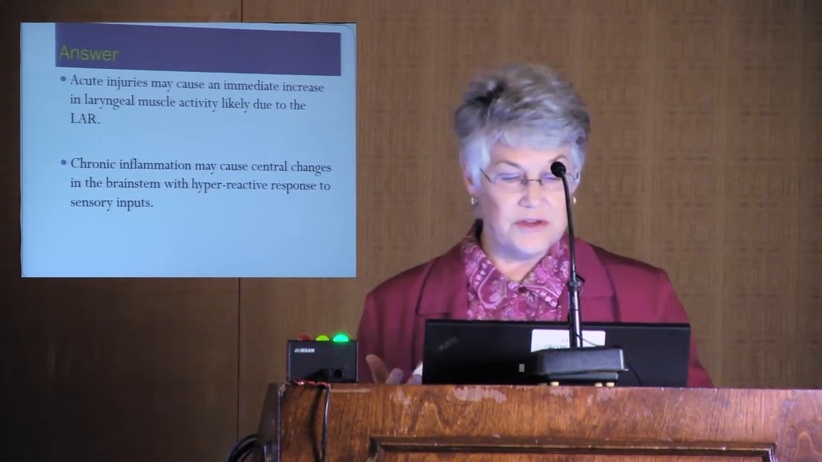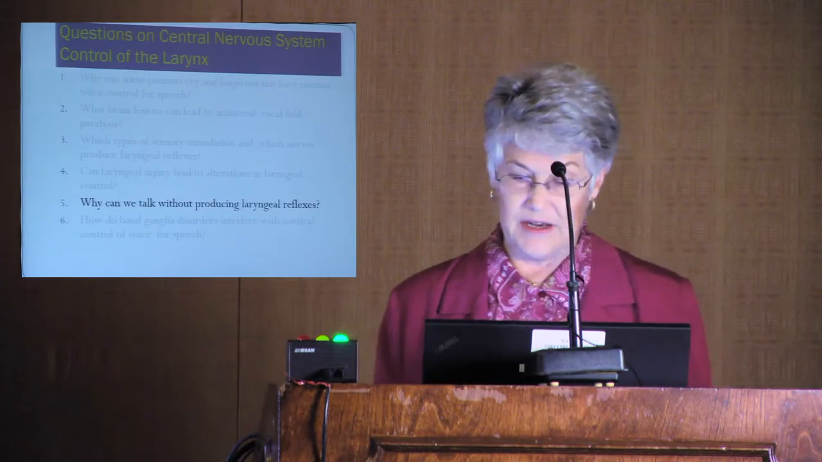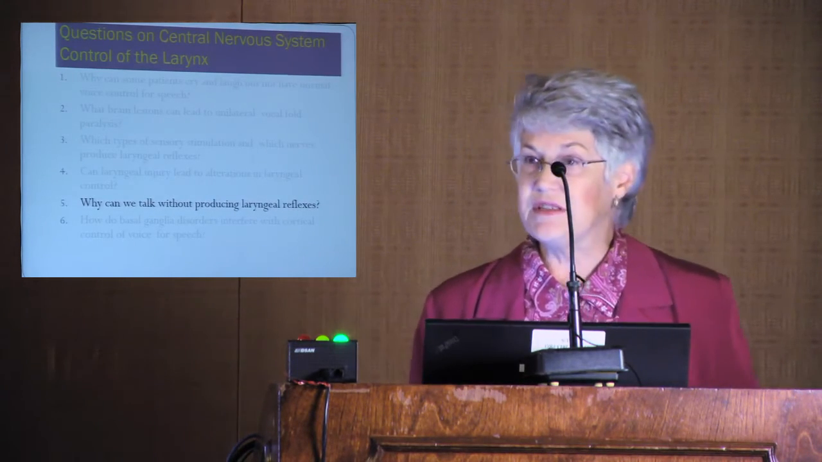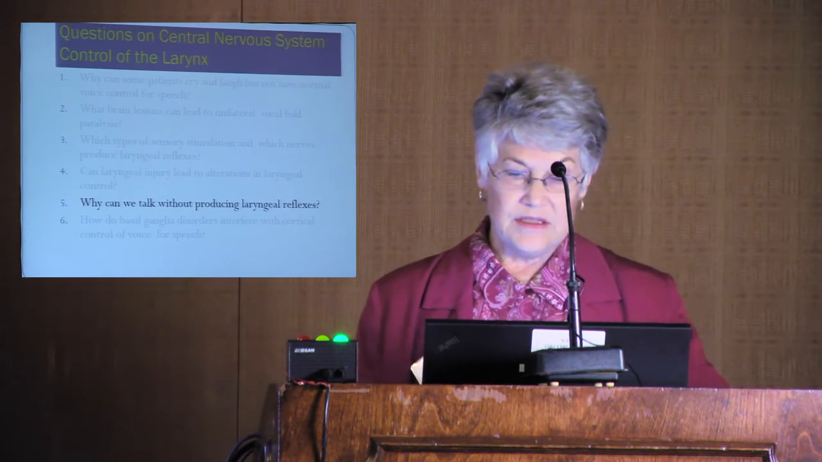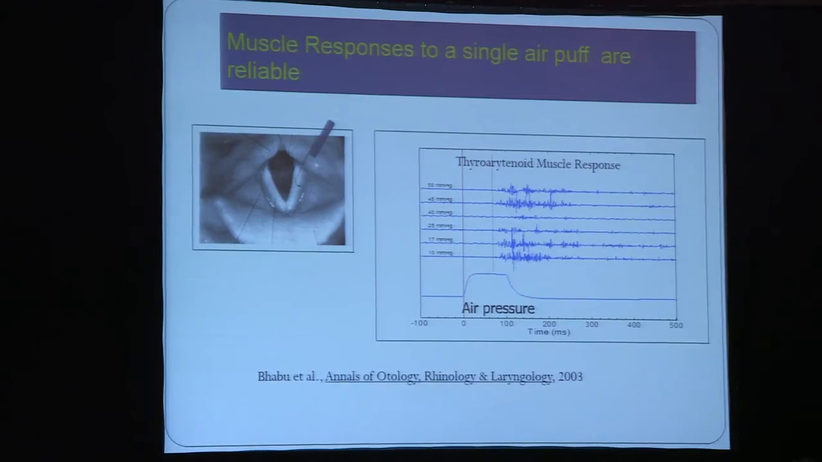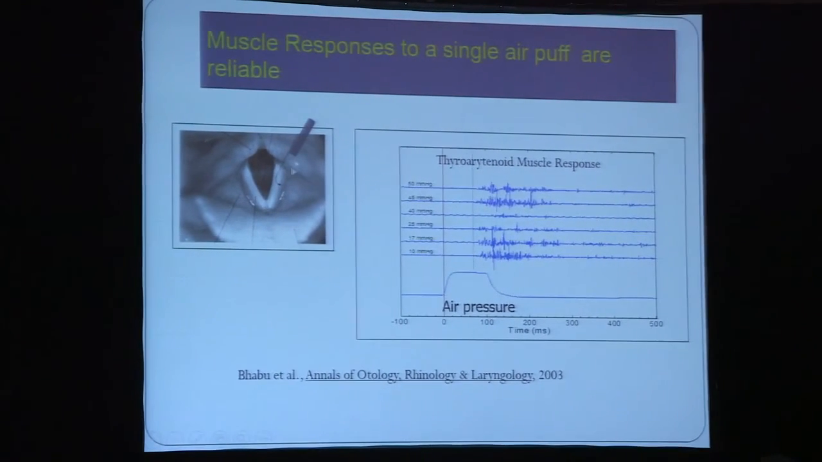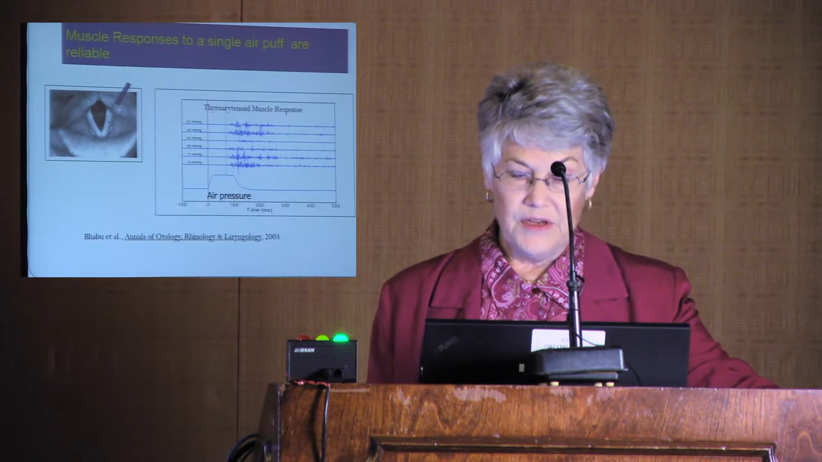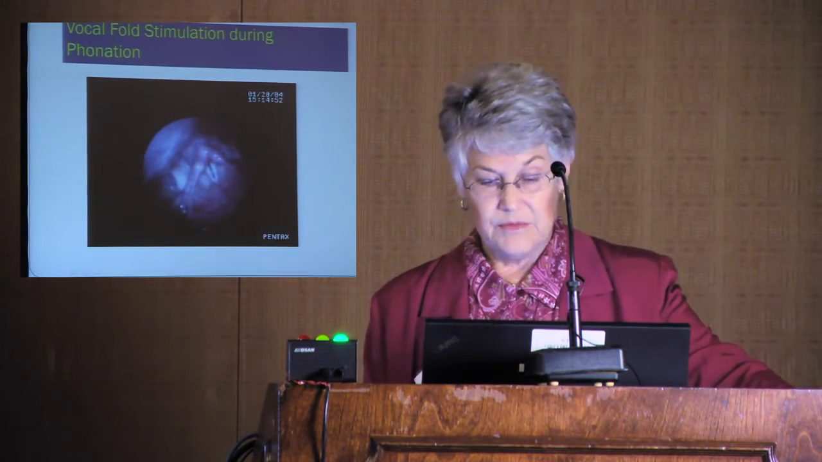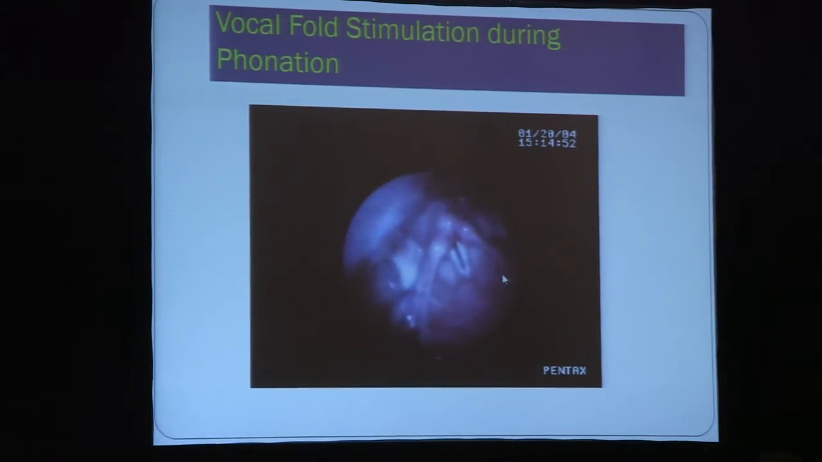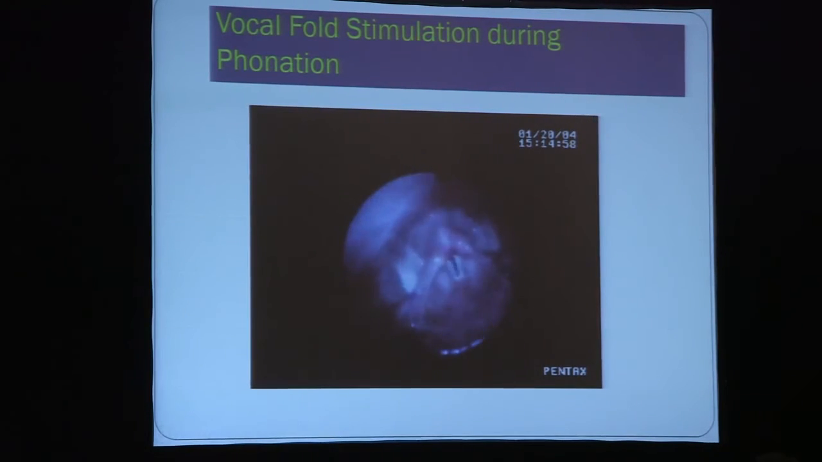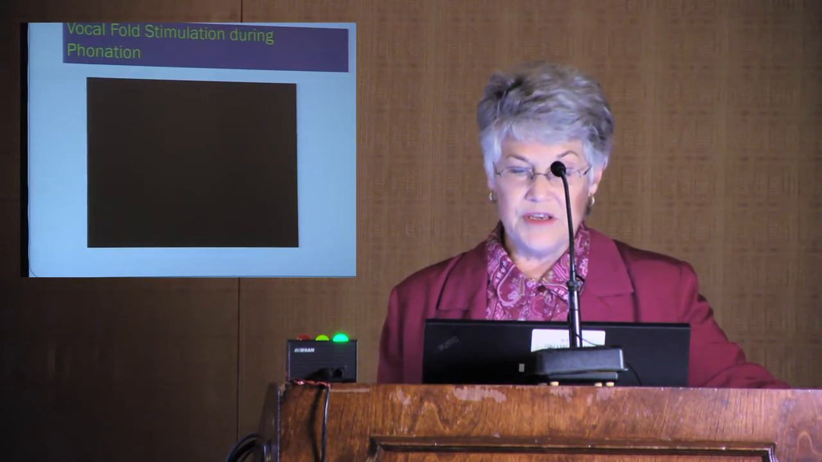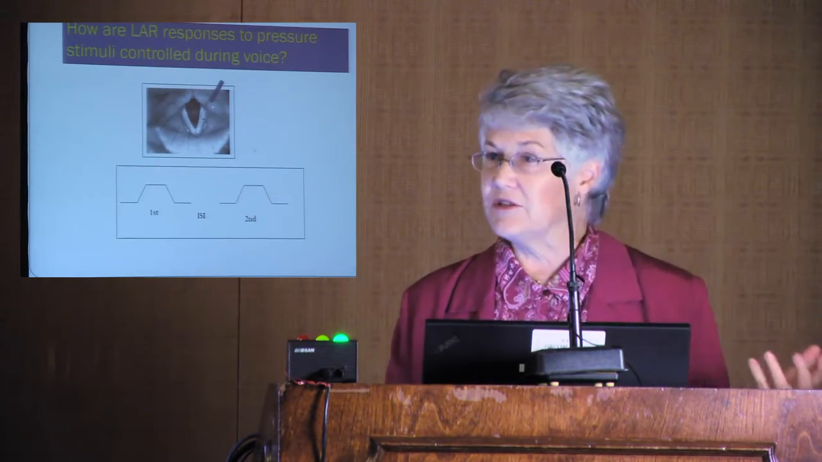Okay, so then I asked earlier the question, why can we talk without producing these laryngeal reflexes? Well, our evidence there is a little bit more indirect. I showed you earlier that if you do an air pressure pulse on the mucosa, you will produce a laryngeal muscle response within 80 milliseconds after that pulse. Now, we know when we look at the larynx in stroboscopy, you can see this banging of the two vocal folds together. So there is stimulation going on when we're talking.